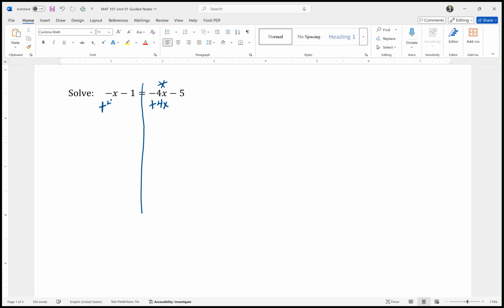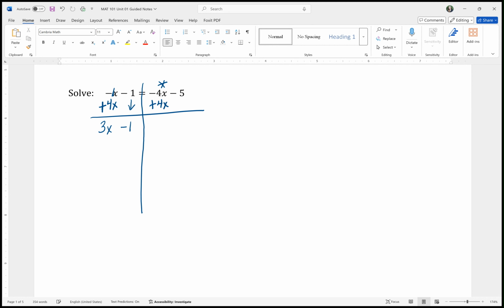Now, when I write this, I want to write it underneath the like term on the left side. Like terms are those that have the variables or no variable. In this case, we already have a negative x, so we're going to line those x's up. We're going to draw a line, and our next step will be to actually combine those like terms. Now, when we have a negative x, this is really a negative 1x. So negative 1x and positive 4x, when we put those together, that's going to give us 3x. So that's combining like terms with the variables.